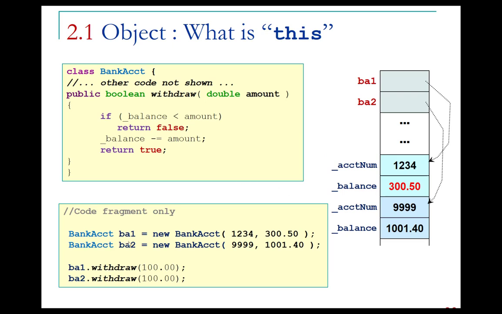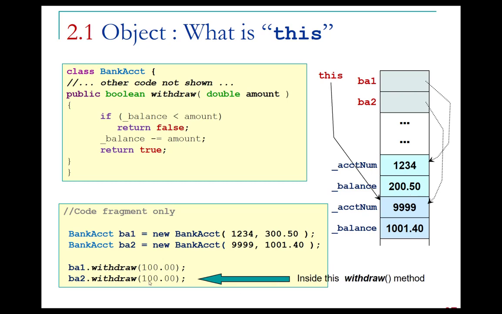We have two bank accounts, ba1 and ba2. So ba1 is pointing to this account number 1234 and ba2 is pointing to this account number 9999. So the first one is ba1 dot withdrawal of 100. At this moment, this is actually referring to ba1 because ba1 calls the withdrawal. So inside this withdrawal method, _balance is actually referring to this, which is the 350 cents. And so the deduction of the amount is from this 350 cents. Then it becomes 250 cents.